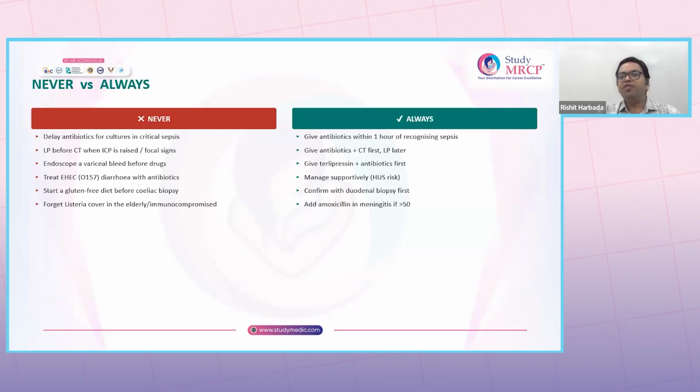Never do an LP before CT if there are signs of raised ICP. Never do endoscopy in a variceal bleed before drugs. Never treat an EHEC E.